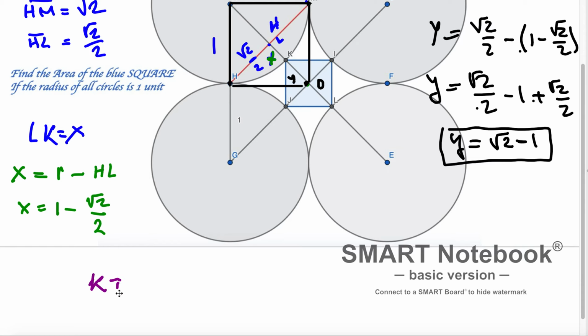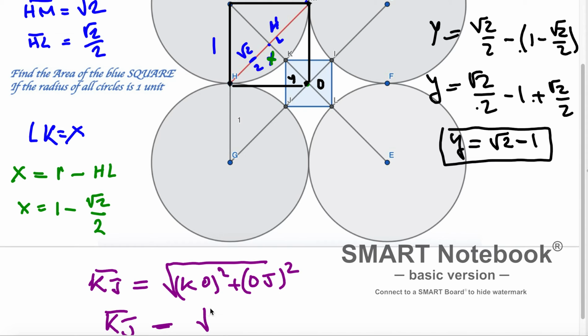And KJ is equal with, we are using the Pythagorean theorem because this is a 90-degree right angle, KO square plus OJ square. And because all of them here are the same, KO and OJ are the same, and they are equal with the Y. And Y is the square root of 2 minus 1. So KJ is equal with the square root of (square root of 2 minus 1) square plus (square root of 2 minus 1) square. So everything is under square root.